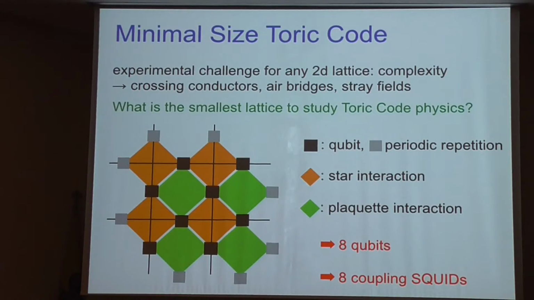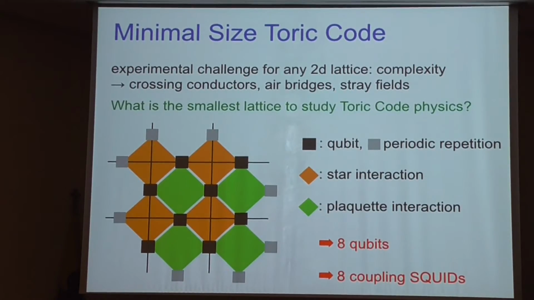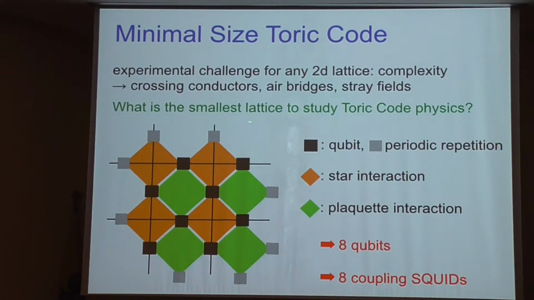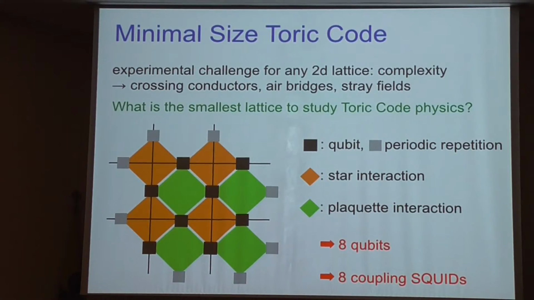So this is below the currently largest chips, which are 9 qubits or above. So I've drawn this here. Each of the black squares is a qubit, and the gray ones again indicate periodic boundary conditions. So this gray one is actually the same as this one. And the diamonds, the orange ones indicate the star interactions, and the green ones the magnetic directions. So this has 8 qubits and 8 of these coupling spins. Currently the largest chips have 9 qubits and 18 plus. So it's of this size.